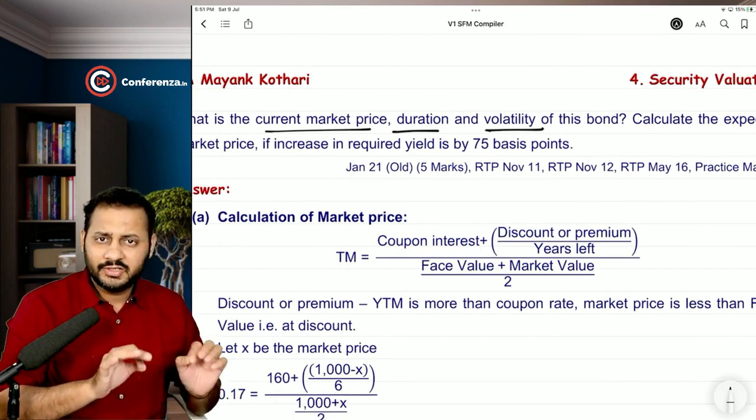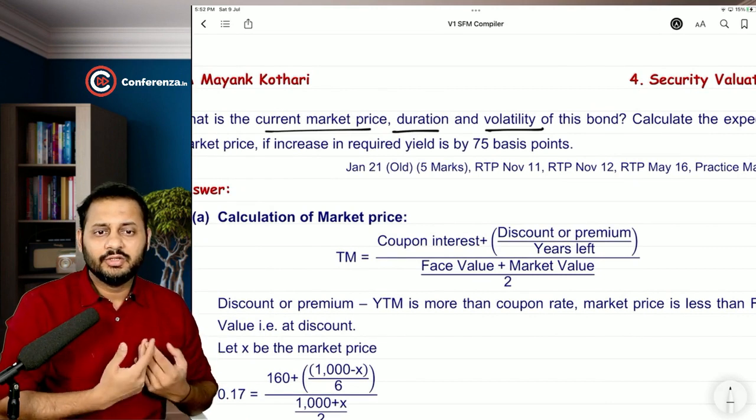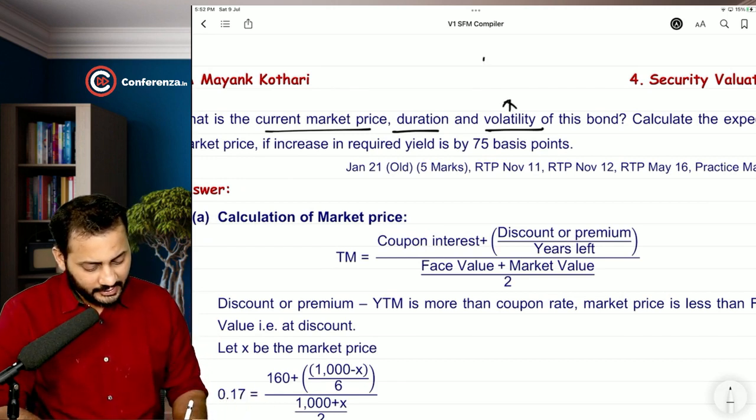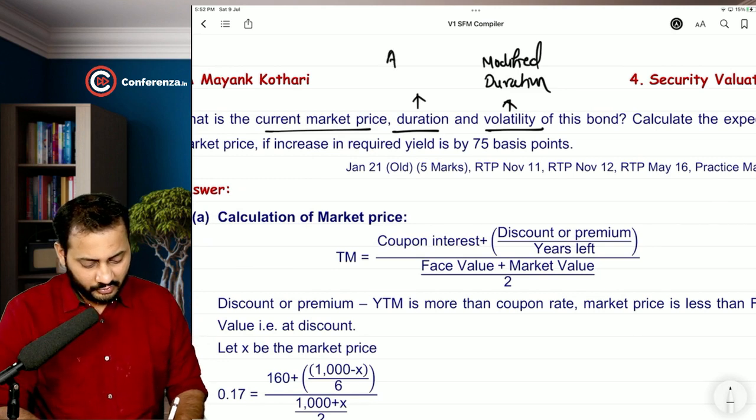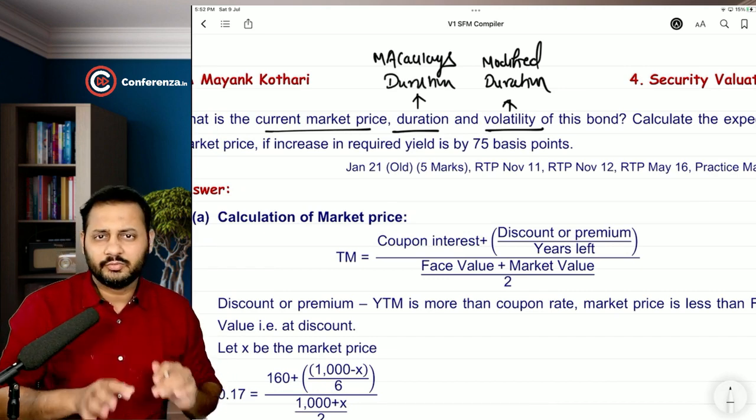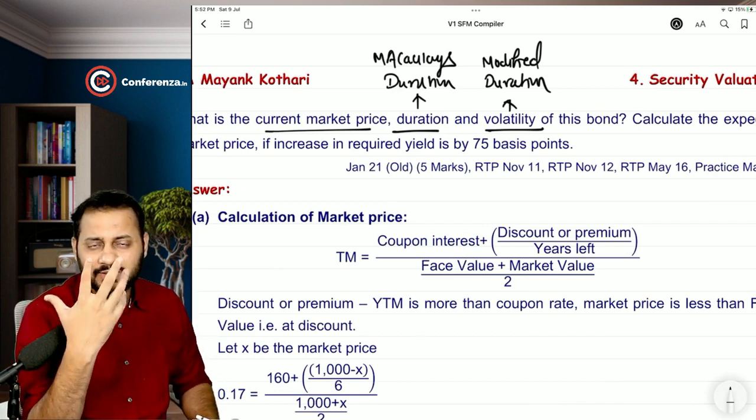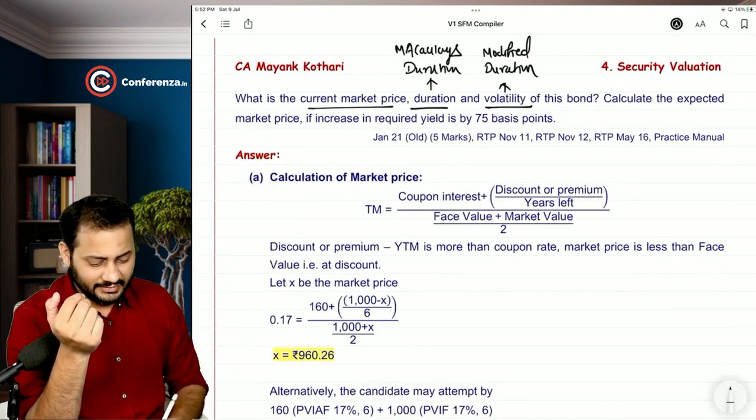See, current market price you can easily calculate. Duration also you can calculate. But this is a new concept which is called volatility. This is also called, please mark it here and write down, modified duration. This is nothing but modified duration. This was Macaulay's duration. Now let's first complete the two parts, current market price and duration, and then we will find out what is the meaning of volatility.